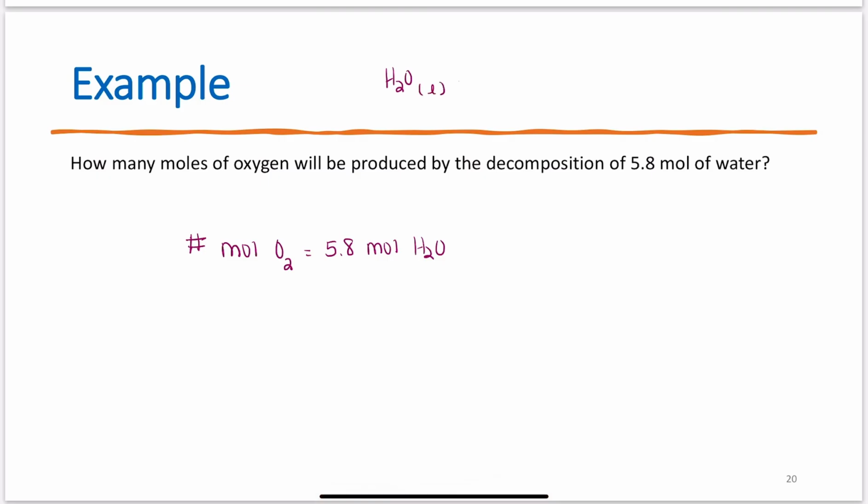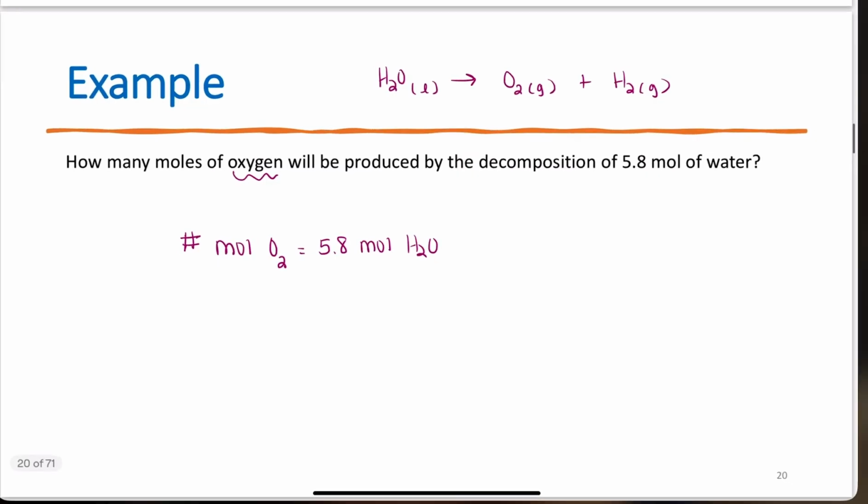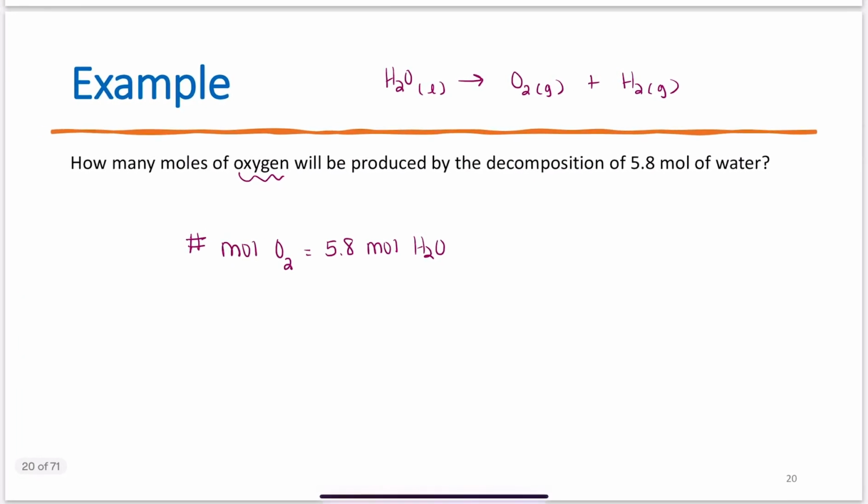If I've got water, water will decompose to form oxygen gas, and I know that because it's here, and there's only one other thing listed here in the compound, so it must produce some hydrogen gas as well. Okay, so that's how I know what the reaction is. I know I've got to produce oxygen. Hydrogen's the only other thing present. It's going to produce some H2 gas.